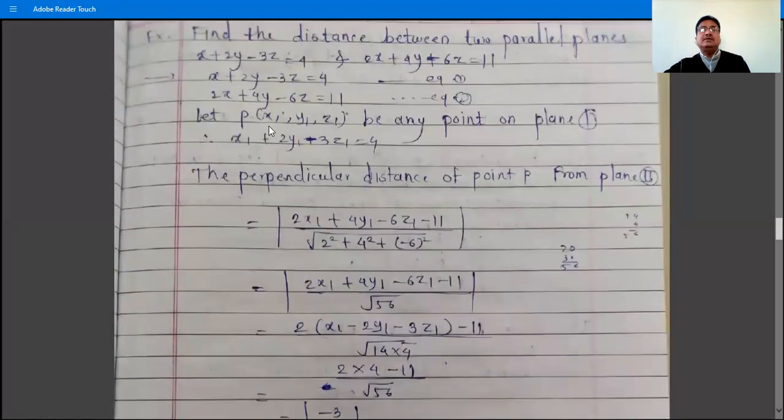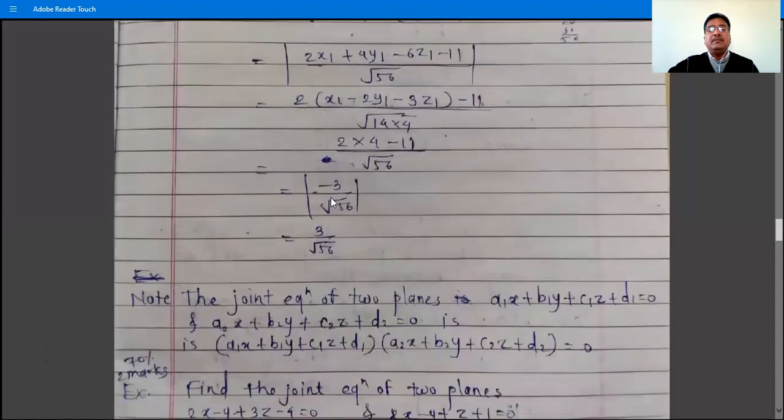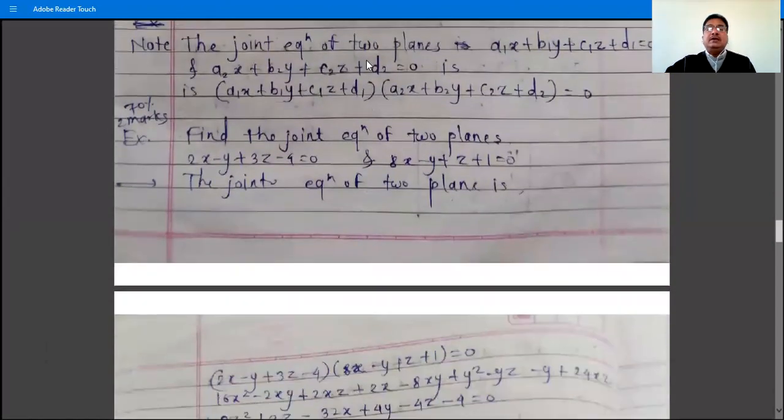So in order to find the distance between two parallel planes, take any one point on the first plane and find the distance of that point from the other plane. Okay. The joint equation of two planes a1x plus b1y plus c1z plus d1 equals 0 and a2x plus b2y plus c2z plus d2 equals 0 is (a1x plus b1y plus c1z plus d1) into (a2x plus b2y plus c2z plus d2) equals 0. This multiplication of the LHS equal to 0 is called the joint equation of two planes.